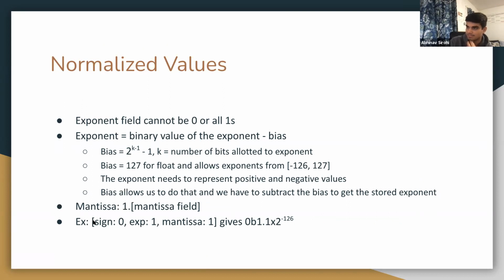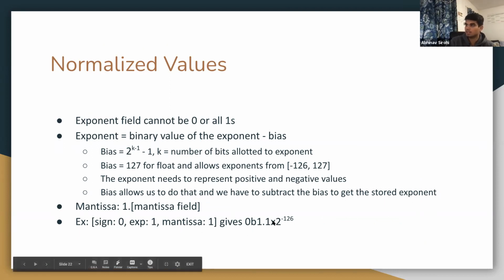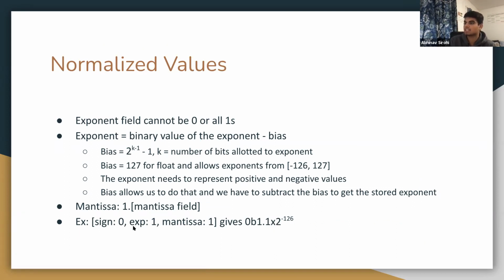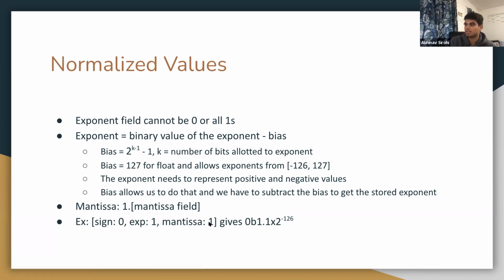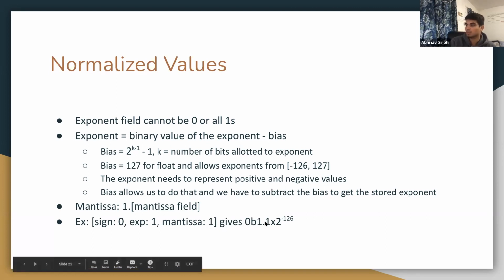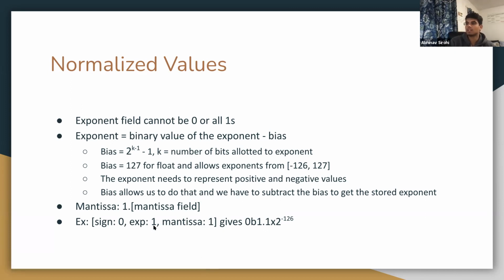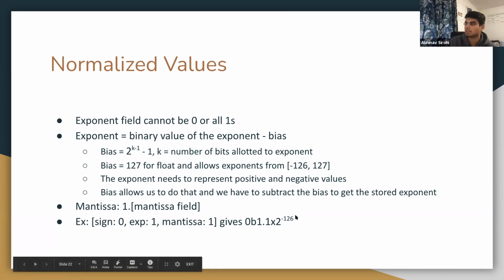An example of this would be if the sign is 0, the exponent is 1, and the mantissa is 1. We get this value here because since the sign is 0, it's a positive number. The mantissa is 1, so we just put a 1 here after the decimal point. And then the exponent is 1, so we take the 1 and subtract 127 from it. That gives us negative 126, and that becomes our exponent.